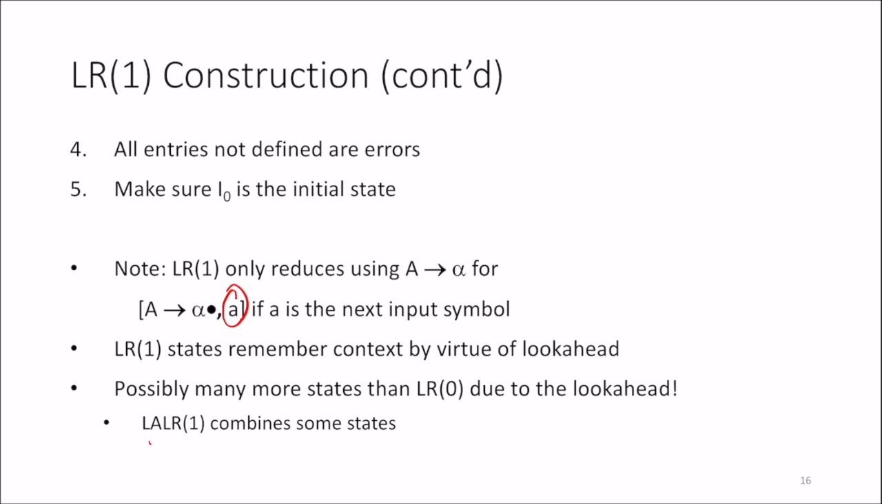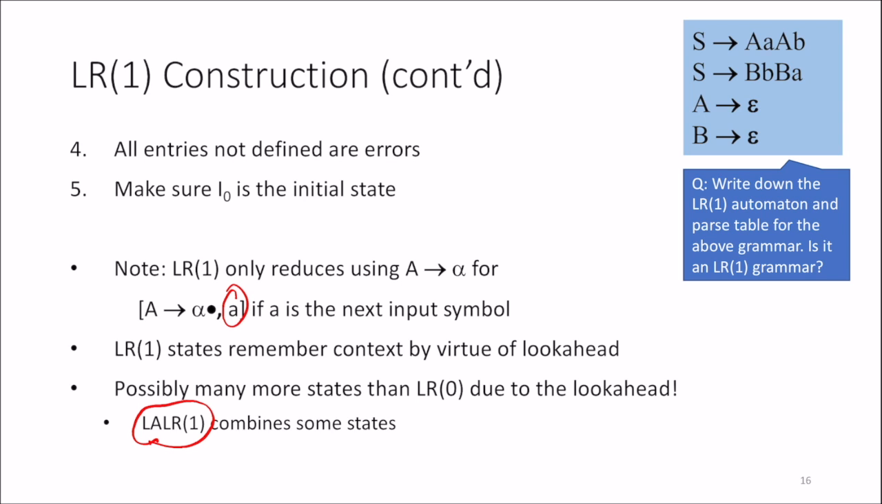And one practical way to reduce the size of this automaton or the size of this table, the action go-to table, is to use an algorithm called LALR1. So in order to help you with tracking whether you're understanding it, I want you to write down the LR1 automaton and the parse table for this grammar over here, which we've seen before. And we saw that wasn't a SLR1 grammar. So I would like you to answer the question, is this a LR1 grammar?